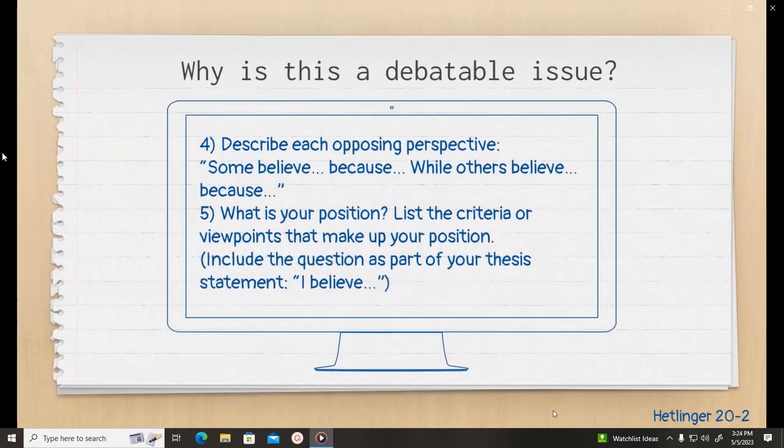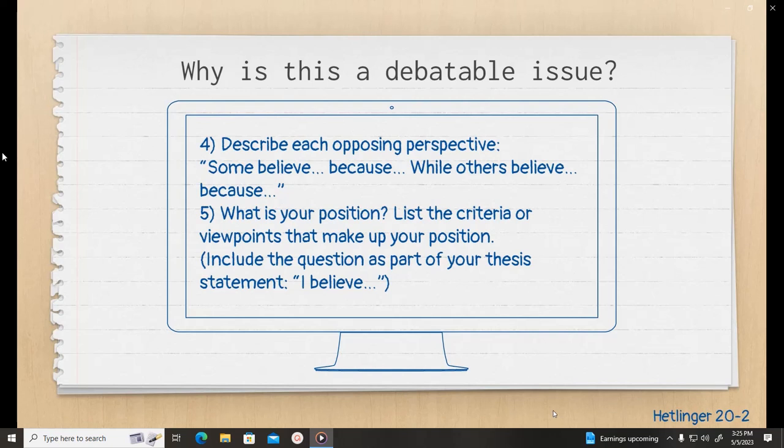You're going to continue on by describing some perspectives on one side and some on the other. So you may use the sentence, some believe, and then explain what some people might answer. And then, inversely, you're going to discuss what other people would believe. And then finally, the last sentence in your introductory paragraph is your position.